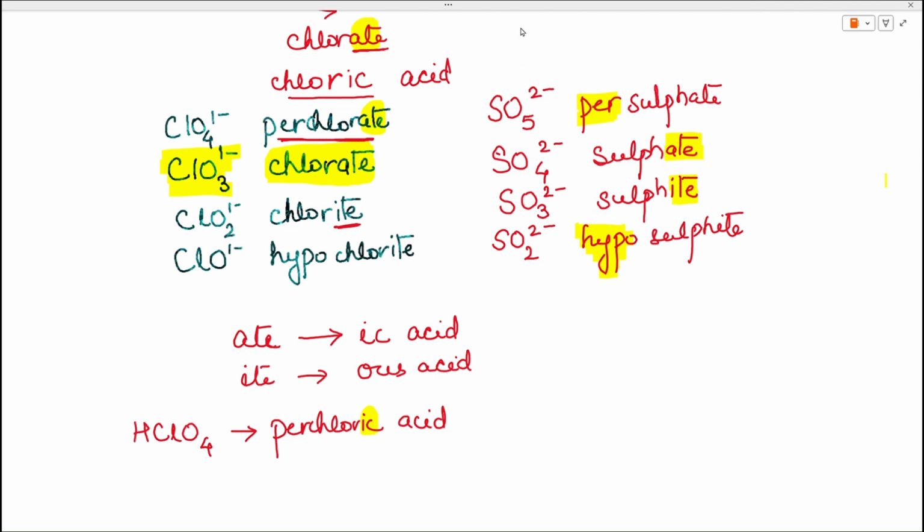If I want to name the acid HClO, which is formed from the hypochlorite polyatomic, then again, just because it's an oxyacid, I'm not going to be writing any prefix. I'll just use hypochlorous acid. So I just replaced this ite with ous, and I can easily name the acid.